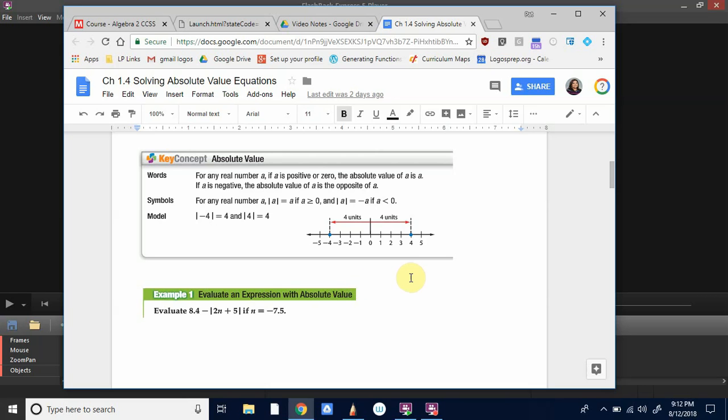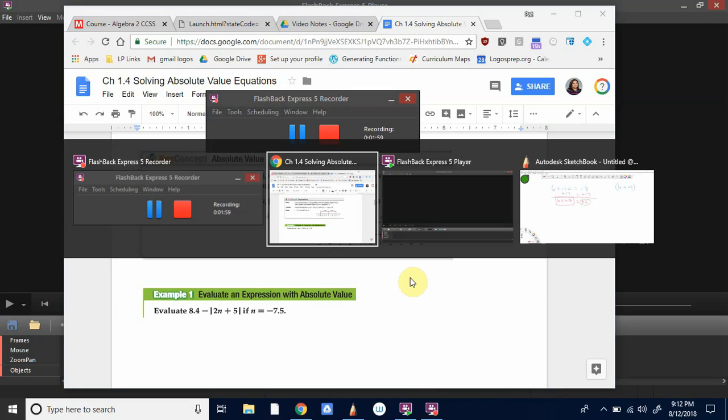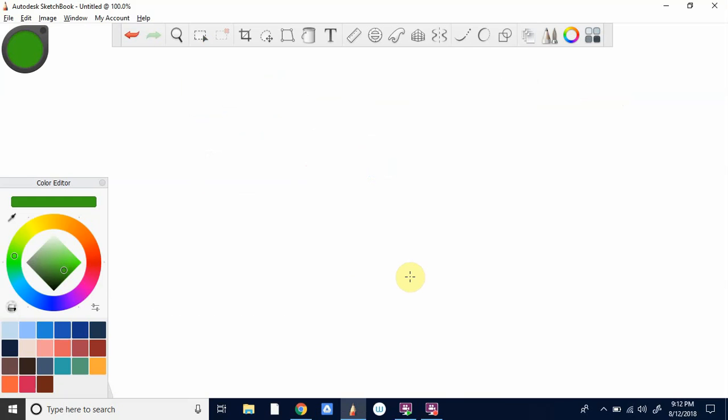So remember, it goes into the grouping symbols in the order of operations, under P for parentheses. So again here, what are we going to do? We're going to substitute in for 7.5. So we're going to have 8.4 minus the absolute value of 2 times -7.5 plus 5. So we have absolute value here, so we're going to do inside of parentheses first.